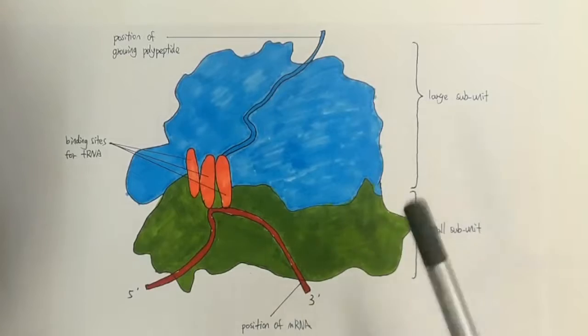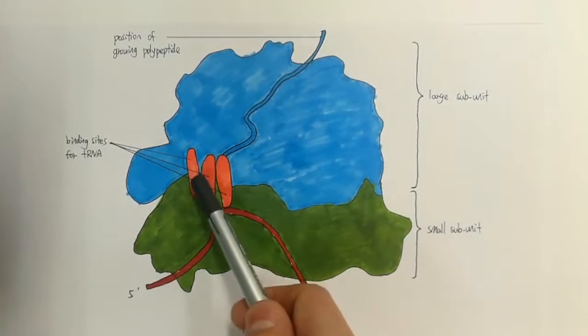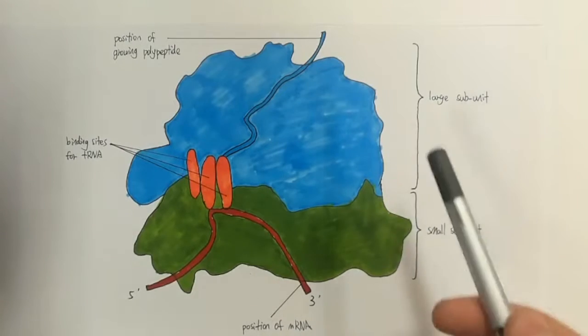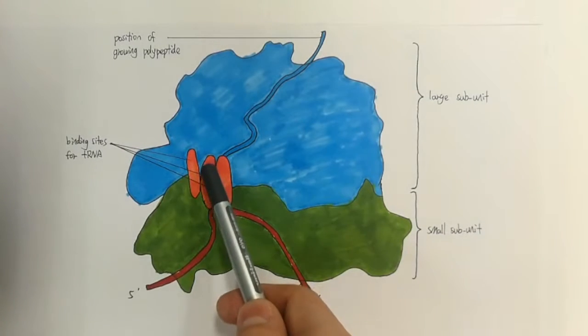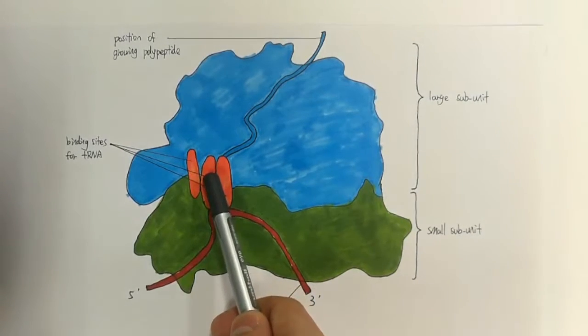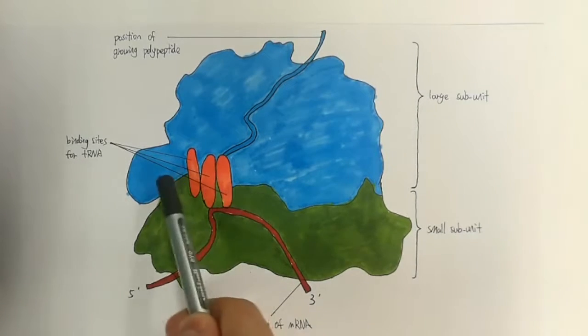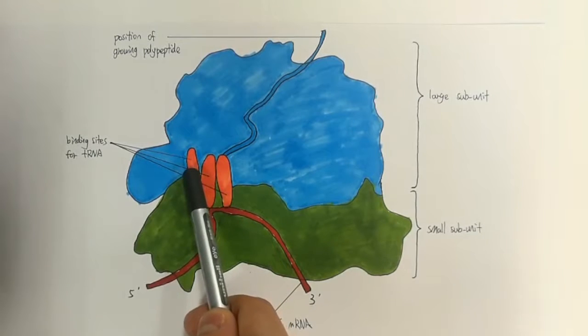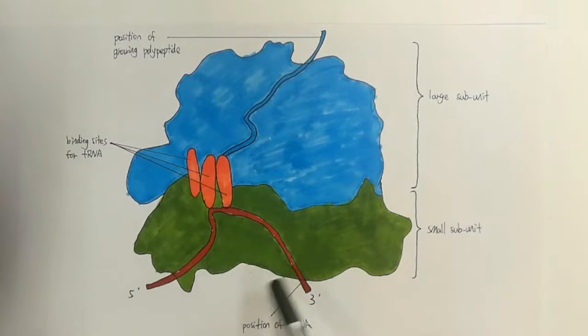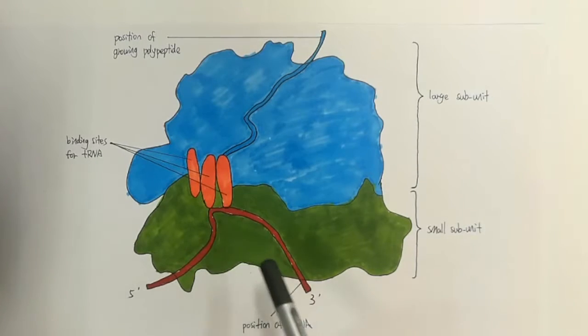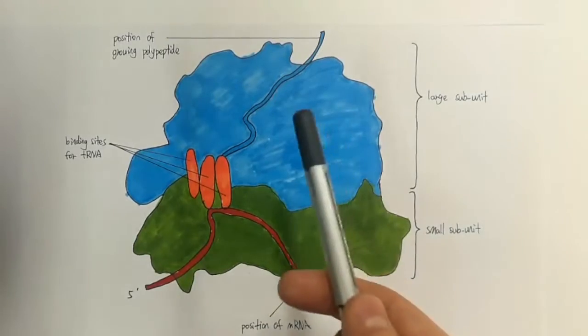What's most important is that it has 3 binding sites for tRNA to bind. The middle one is called the P site, for the peptide site, the A site is for the amino acid site, and the E site, the left one, is called the exit site. Besides, there are also binding sites for the mRNA to bind. And later on in the video, you are going to know what exactly they do during the translation process.